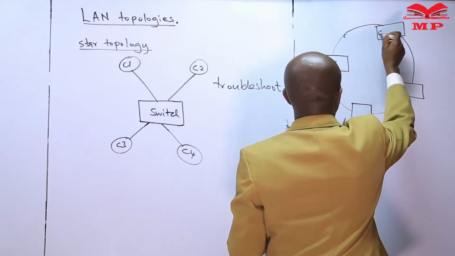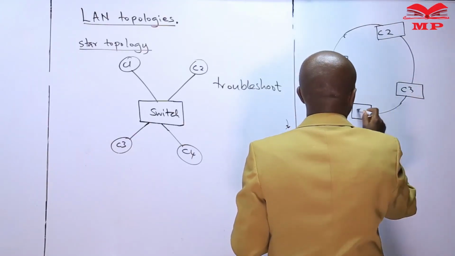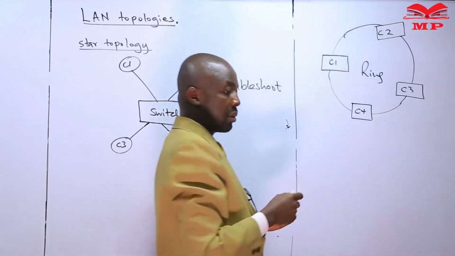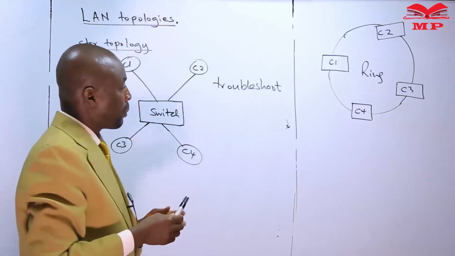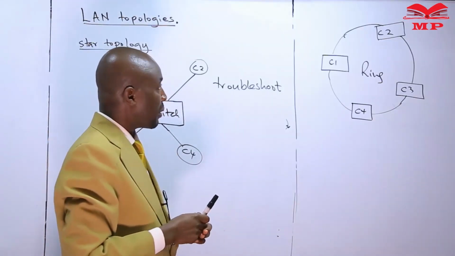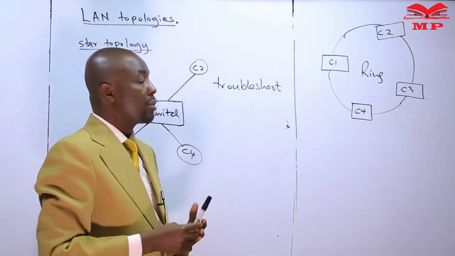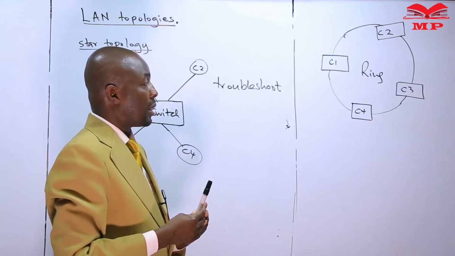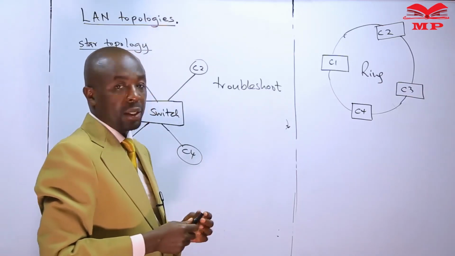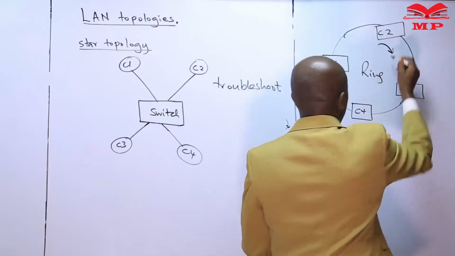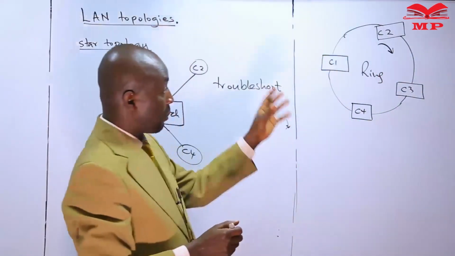That could be computer 1, computer 2, computer 3, computer 4, and that is the ring. Now this ring topology is the type of topology that is constructed using the fiber optic cable. The fiber optic cable is used to make the ring, and computers are connected to the ring. Then data flows in one direction. It could be clockwise or anti-clockwise. That is the ring topology. Data flows in one direction.